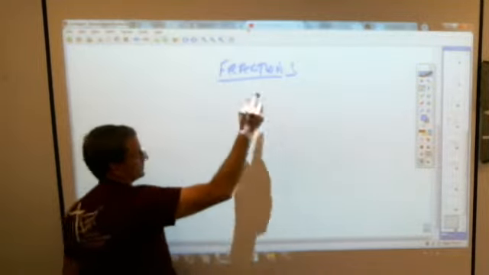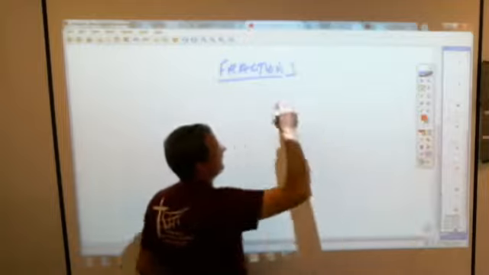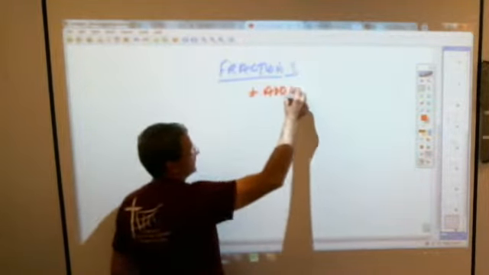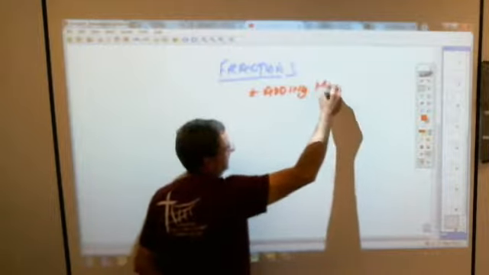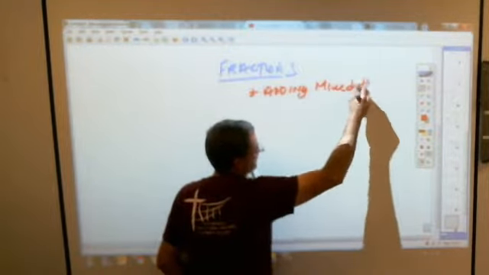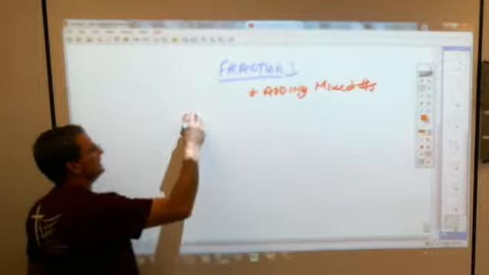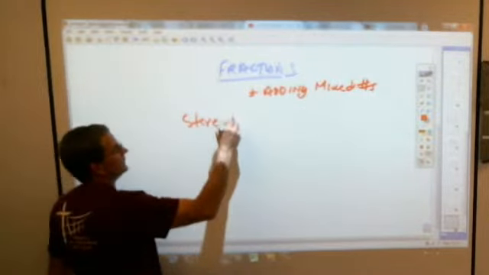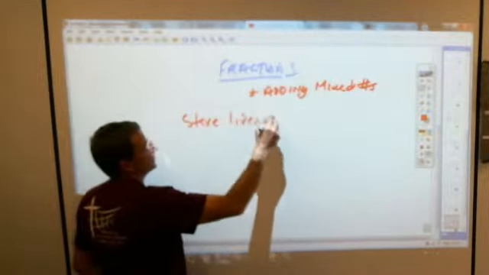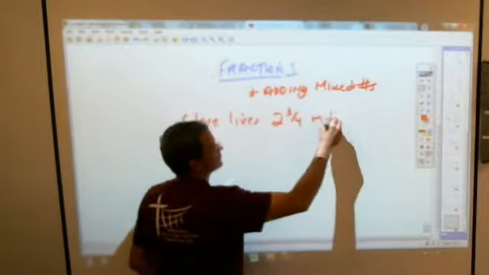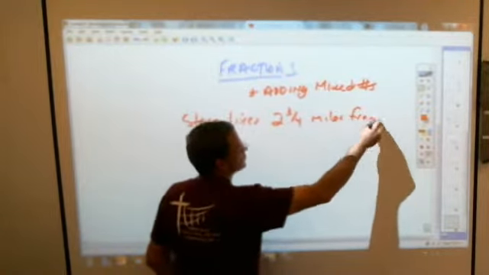Under fractions, a little subheading here: adding mixed numbers. Write down this problem here. Steve lives 2 3/4 miles from school.